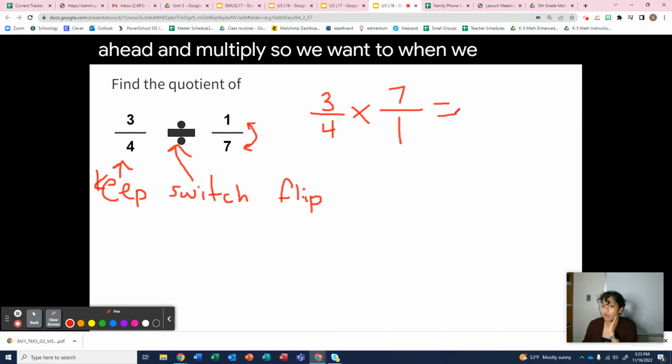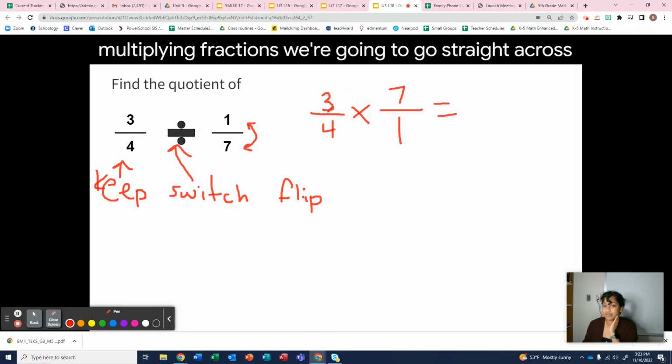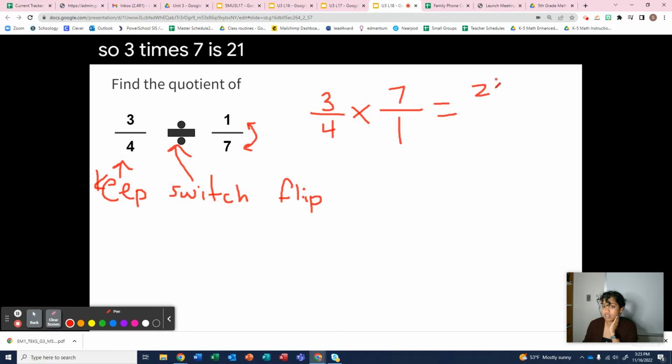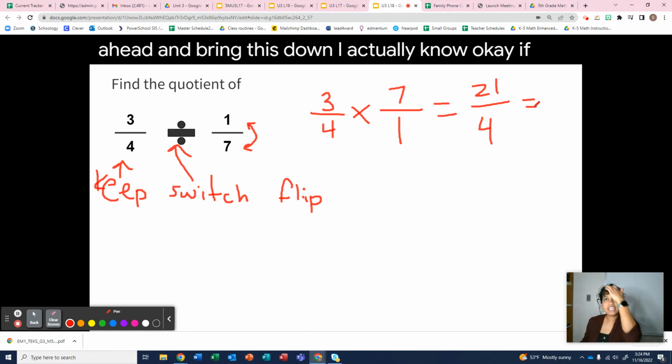So when we are multiplying fractions, we're going to go straight across. So 3 times 7 is 21. And now we're going to multiply 4 times 1, which is 4. So we have 21/4.